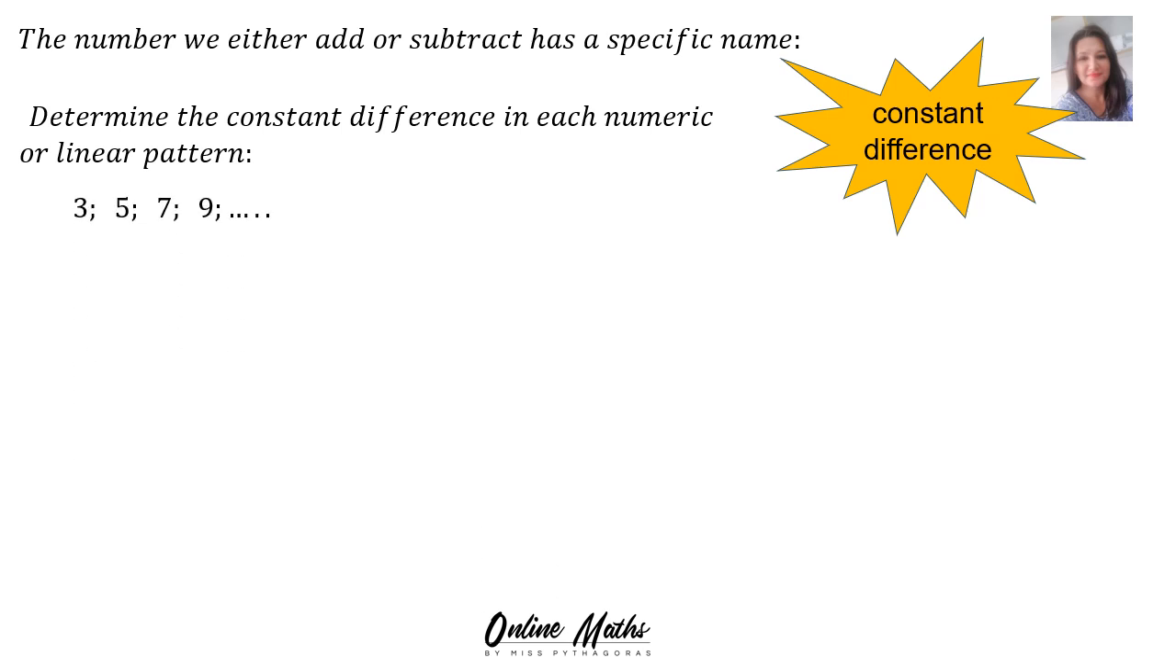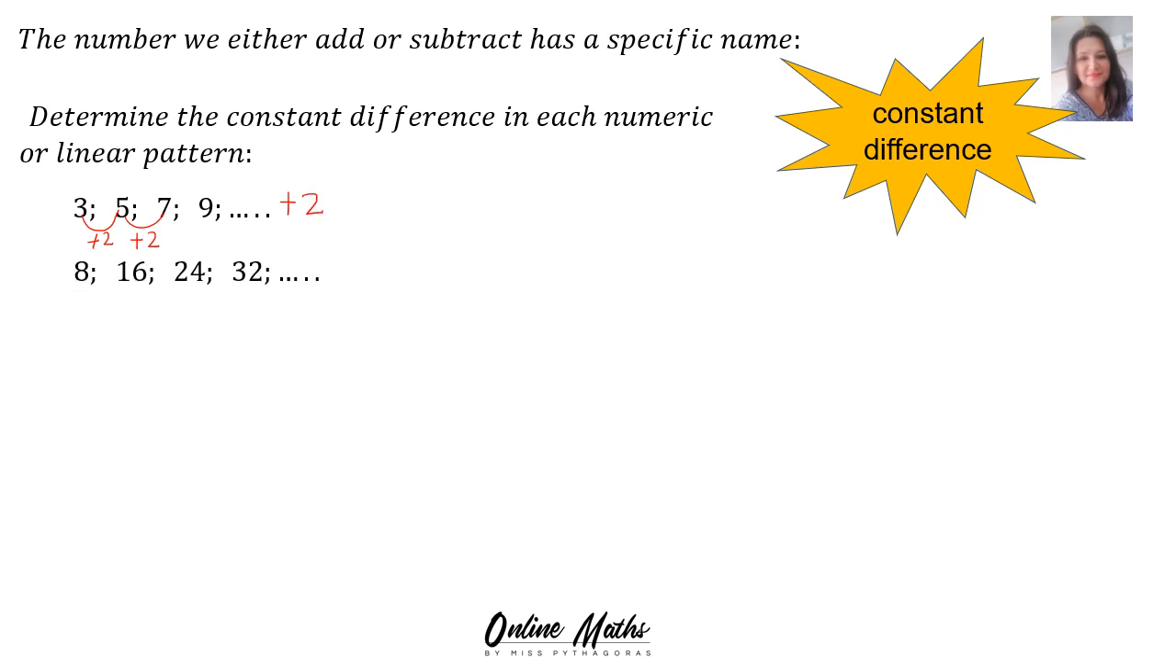Now, when I give you this pattern, 3, 5, 7, 9, you can see that to get from 3 to 5, you added 2. To get from 5 to 7, you added 2. Therefore, the constant difference for this linear sequence is plus 2.